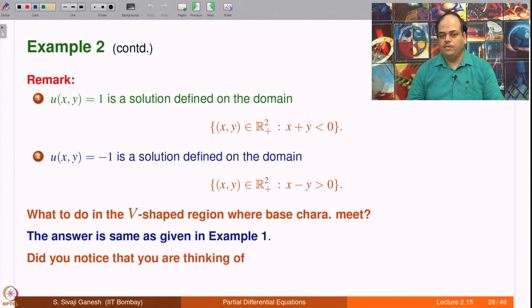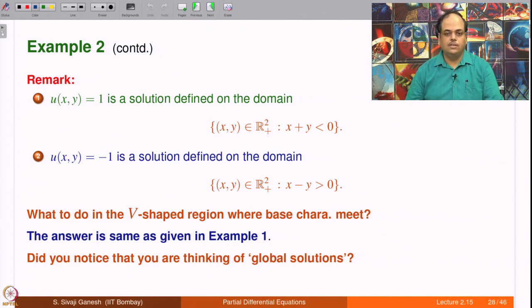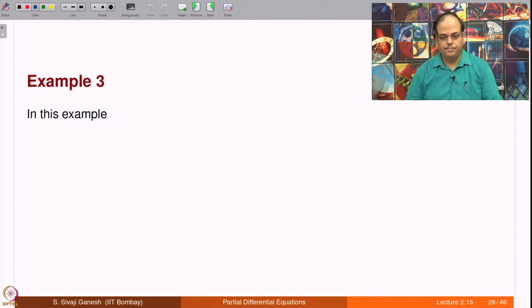Did you notice that you are thinking of global solutions by asking this question? Once you get some solution in the V shaped region, you have the solution in the entire upper half plane. So, it is there at the back of our mind.